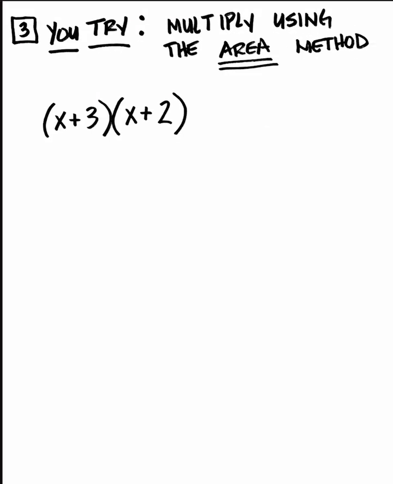So now our third box is a you-try. Multiply using the area method these two binomials. We have x plus 3 with x plus 2. So go ahead and try that now.